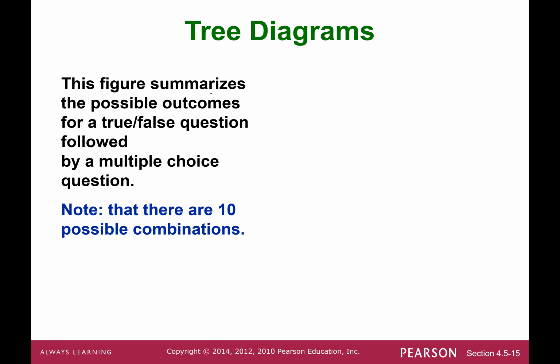Now, think about this. Let's say we're going to draw a tree diagram for this question. Summarize the possible outcomes for a true/false question, followed by a multiple choice question with 5 answer choices: A, B, C, D, E, right? Usually that's the case, 5 answer choices. So here, we're assuming these 2 questions are independent.